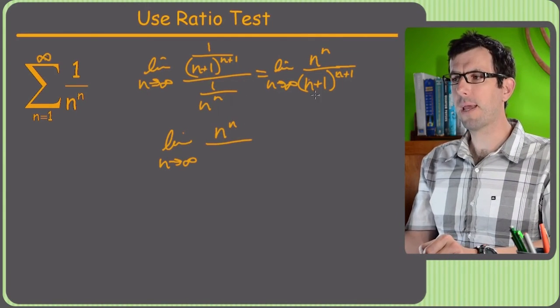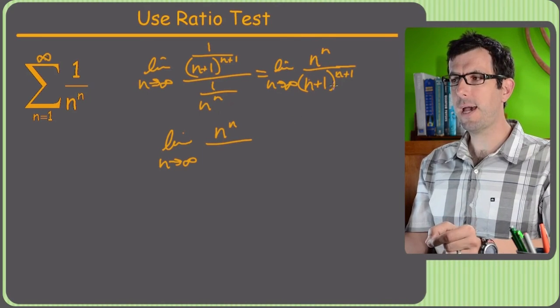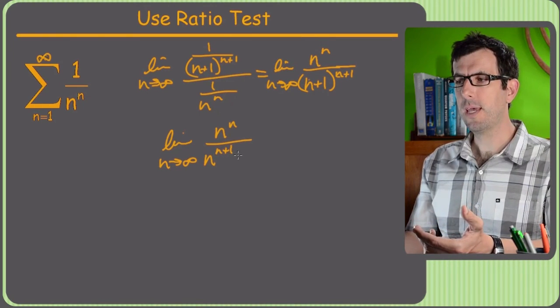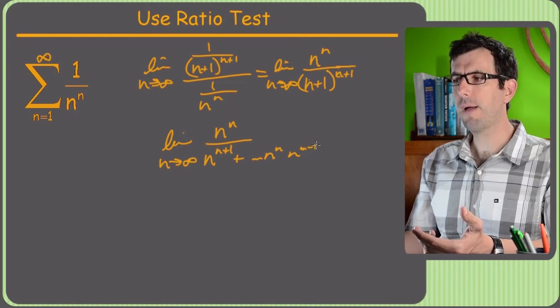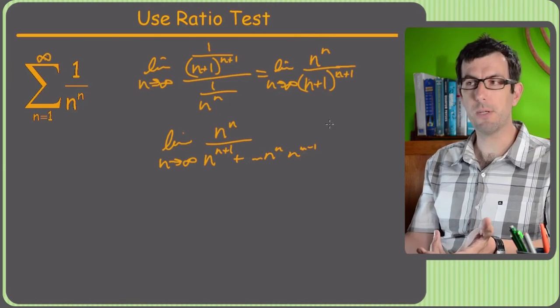If you FOIL out the bottom, you get a lot of terms of various exponents, but the highest term you would have is n to the n plus 1. That would be the highest power term of the polynomial, and everything else is going to have n to the n and n to the n minus 1. We'll have every power of n, but the biggest one is the only one that matters for limits, right?